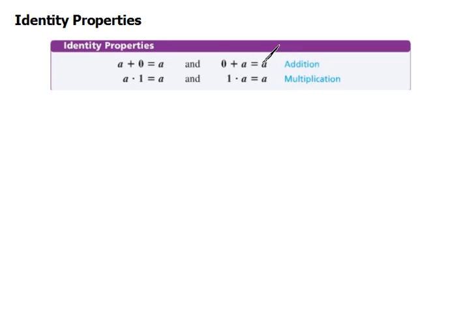For addition, the identity is what you add to something and it doesn't change. So the identity itself, the identity for addition is 0. Another way we talk about it is we call it the additive identity. And that makes it very specific to addition.